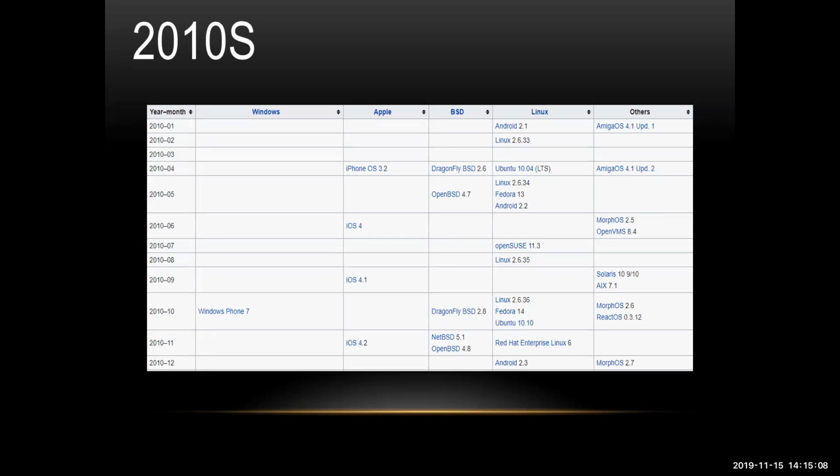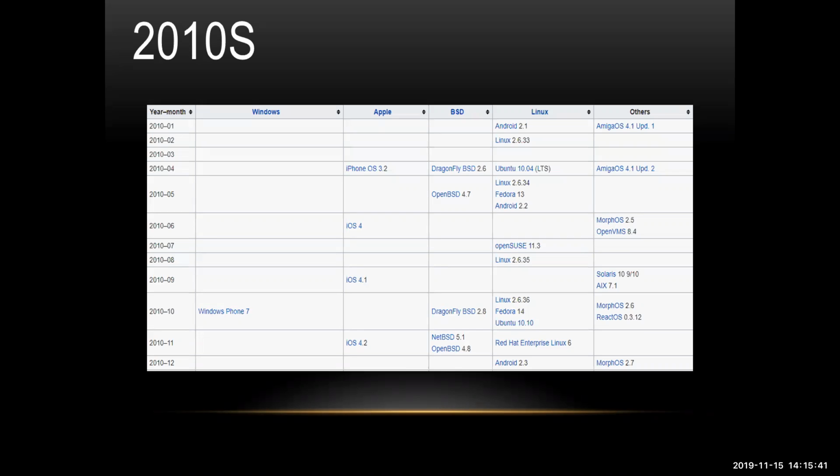And then September, we had iOS 4.1 and Solaris 10 9/10, and then AIX 7.1. And then October, Windows Phone 7 was released. And then, yeah, I actually saw this one before, but I was not able to experience it firsthand, so I don't have any idea how it works.